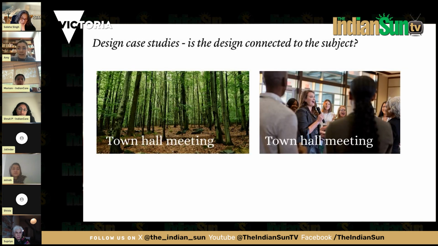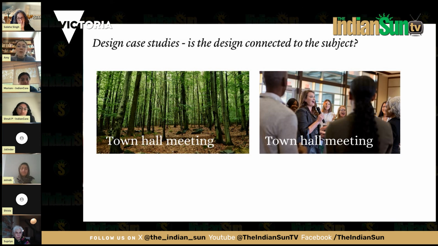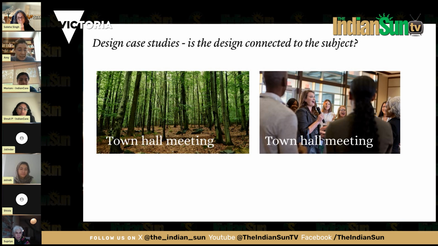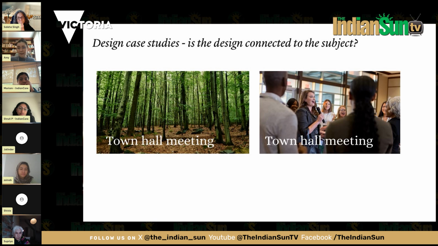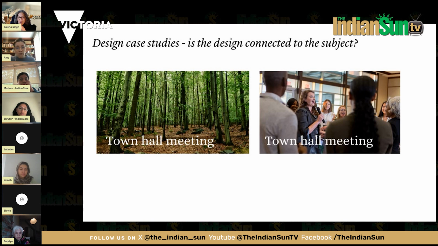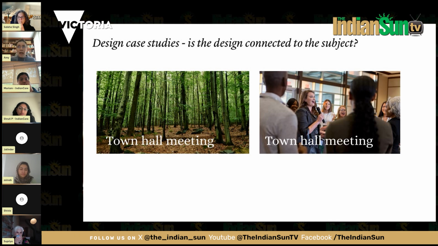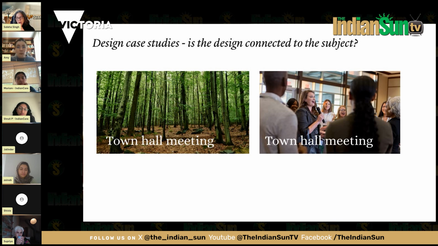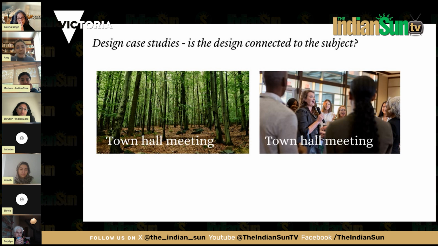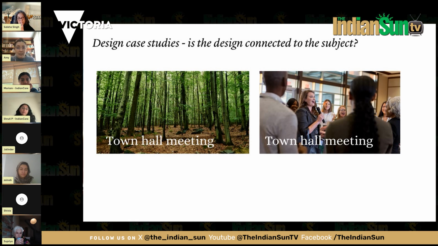Is this design connected to the subject? Both of these images are beautiful and high res, but one is relevant and one isn't. Even though you might see images that you really like, with a subject matter you think is interesting or funny, if it's not connected to what you're writing about, it can be confusing, or it can sort of warp the message of what you're writing. So even though you may see something you quite like, it's always important to make sure the image you're choosing is connected to the content.